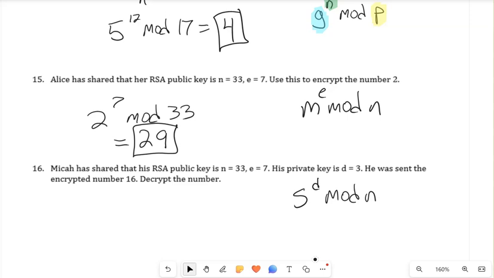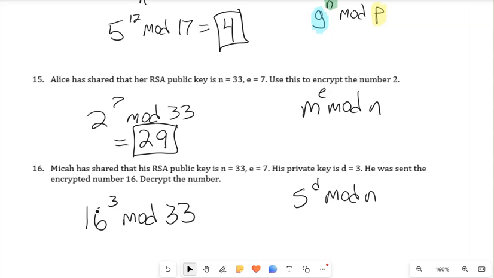Mike has just shared his RSA public key is n equals 33 and e equals 7. His private key is D, the decryption key. No one else knows that but him, hopefully. He was sent the encrypted number 16 and he wants to decrypt that number. So the secret is this 16. We don't know what it represents. D is the decryption key. And the N is still the same public key information.